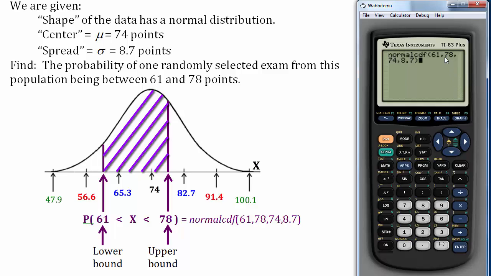Now, you've got to put these numbers in the correct order. If you don't, you're not going to get the right answer. Notice how our sketch made it real clear what the lower bound and upper bound were. Hit enter, and there's our answer.